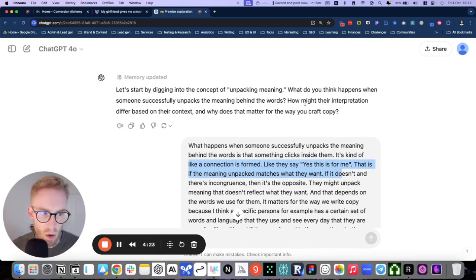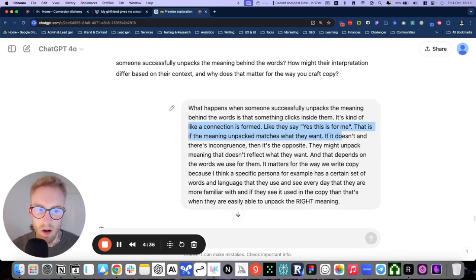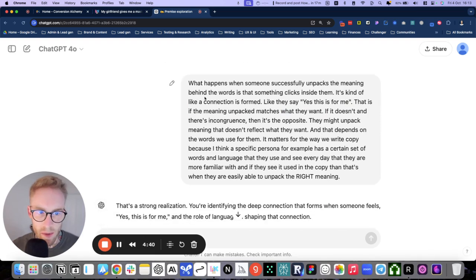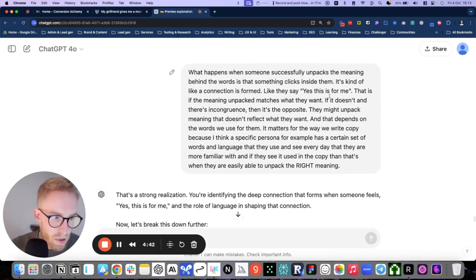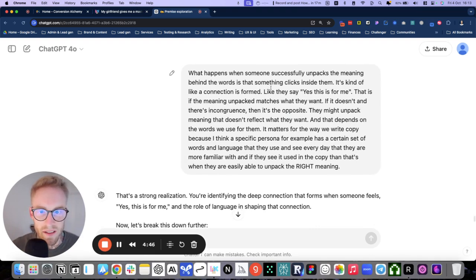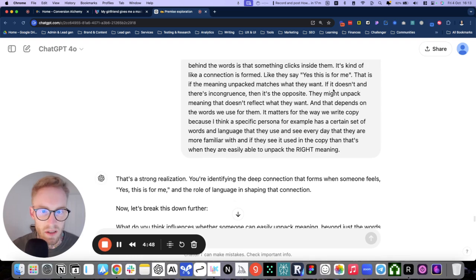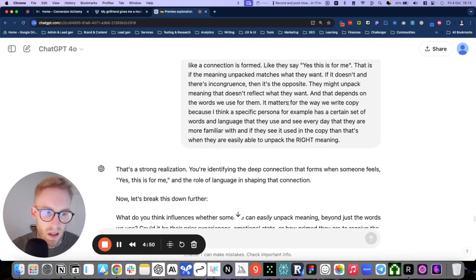The first question was, what do you think happens when someone successfully unpacks the meaning behind words? How might their interpretation differ based on their context? And why does it matter when you craft copy? So I gave my answer step by step. What happens is, when someone unpacks the meaning behind the words, something clicks inside them. It's kind of saying, yes, this is for me.